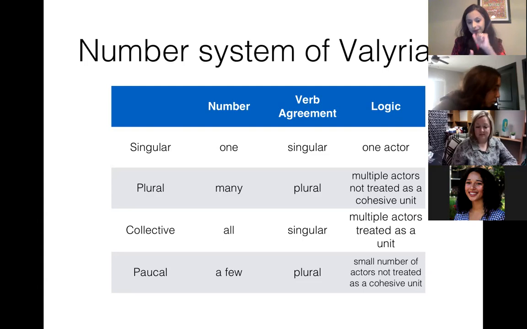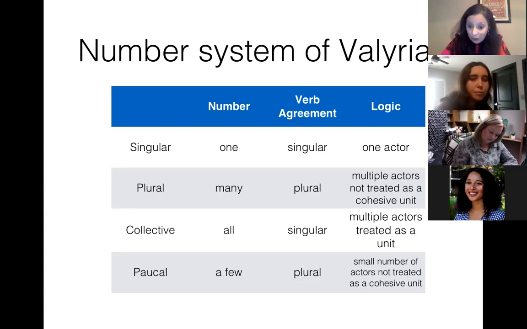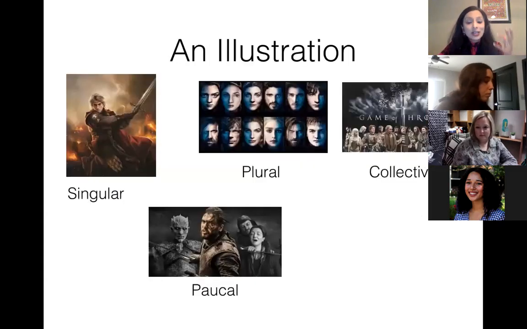cohesive unit. And the fourth number system of Valyrian, which is the rare number system that you don't find across languages, you find this in very, very few languages, if you ask me, is called Pokel, and it means a few, but it has a verbal agreement of plural. It's a small number of actors, right? There's no upper bound, but there's a small number of actors, but they're not treated as a cohesive unit.